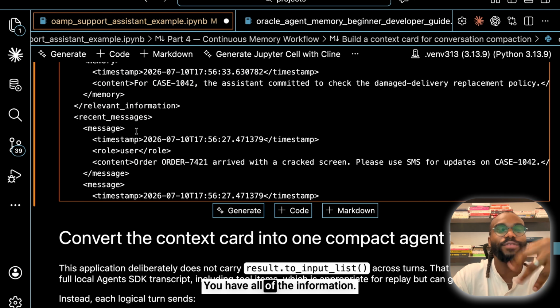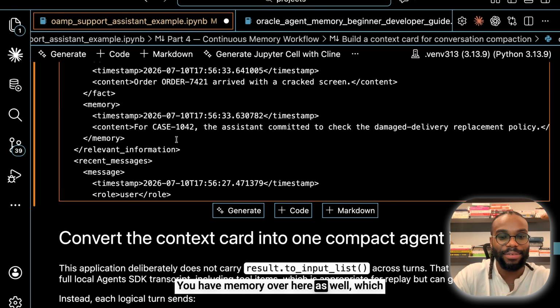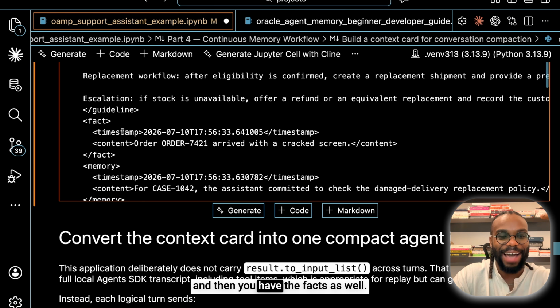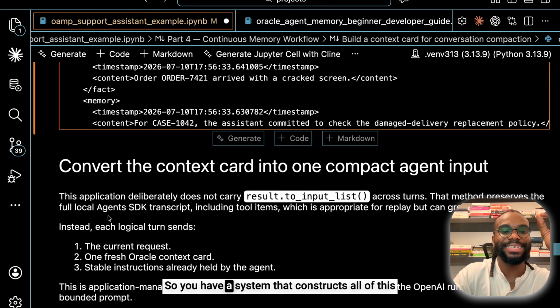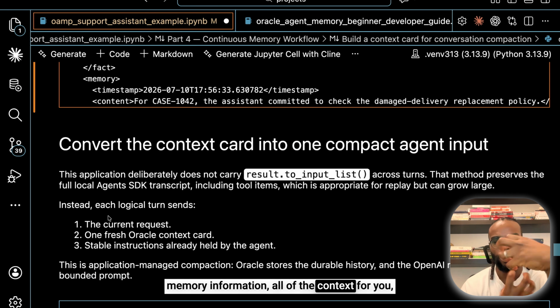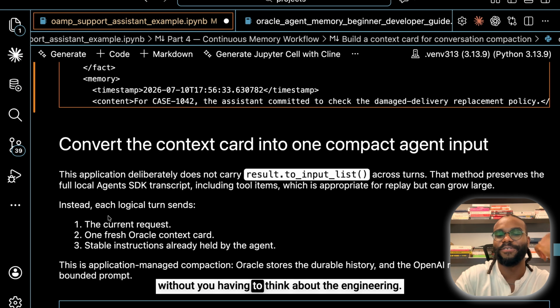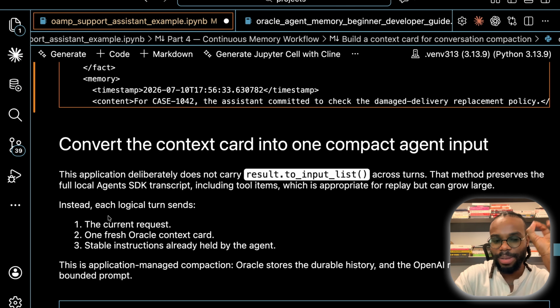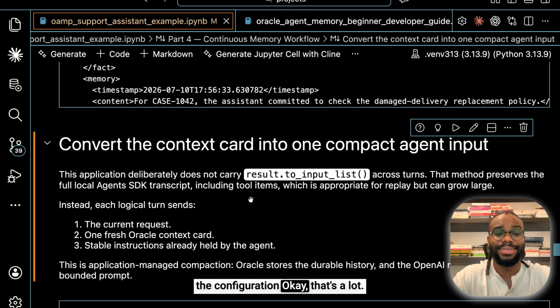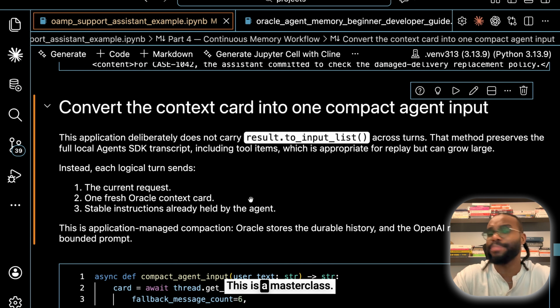You have all of the information. You have memory over here as well, which is the assistant's commitments to check. And then you have the facts as well. So you have a system that constructs all of this memory information, all of the context for you without you having to think about the engineering. All you have to think about is the configuration. Okay, that's enough. This is a masterclass.